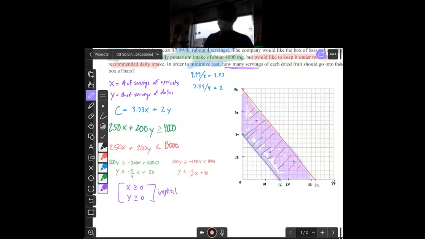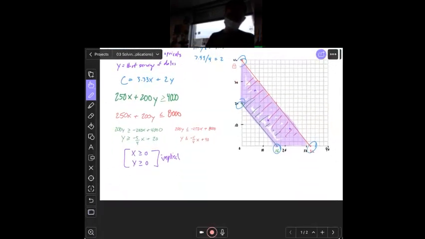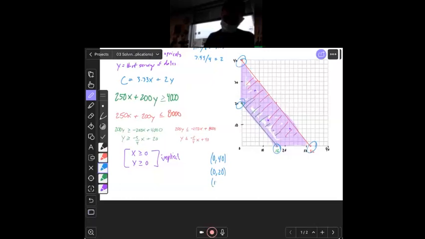But if we're trying to maximize or minimize, we need to look at those vertices. One of those points would be the maximum, or one of those points would be the minimum. And we're after a minimum in this one because we want to minimize costs. So those are the 4 points you would test, to see which one actually minimizes the cost. So I have 0, 40 up there, I have 0, 20, I have 16, 0, and 32, 0. So those are the locations of the vertices.